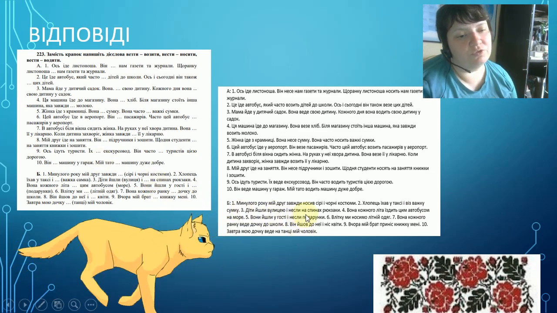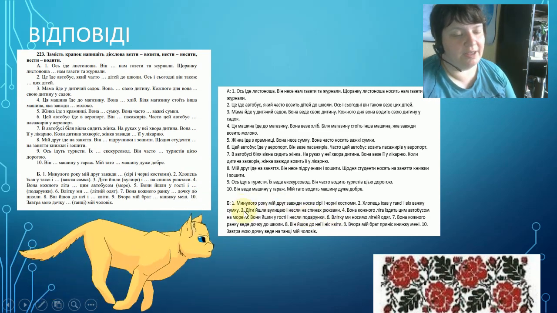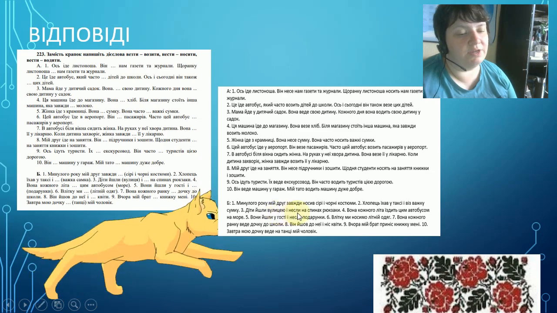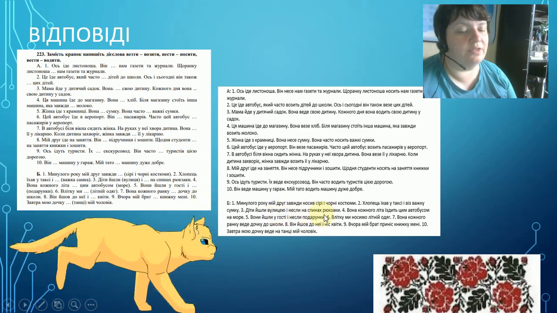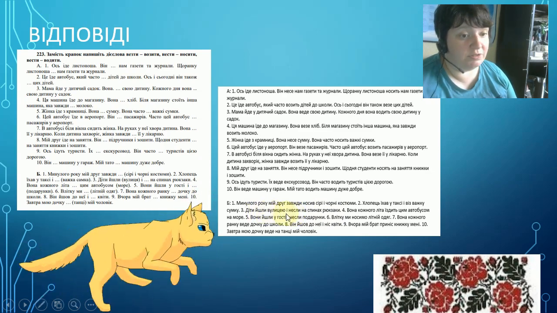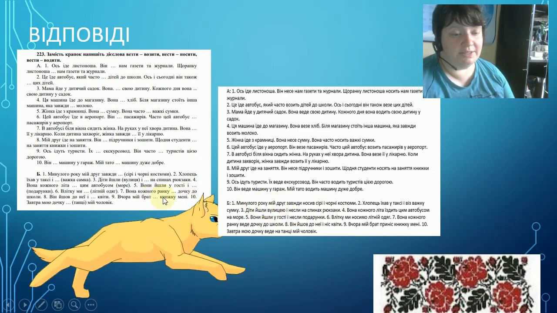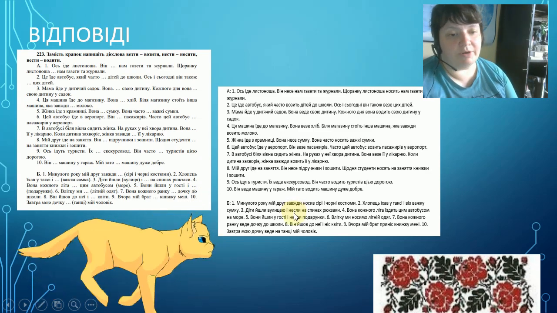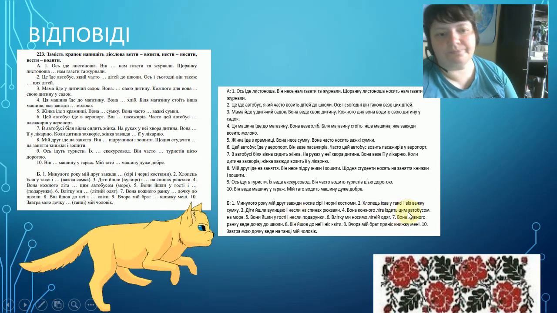Діти йшли вулицею і несли на спинах рюкзаки. The children were going along the street and were carrying on their backs the backpacks. So, again, the process. And here we see these verbs in the past form, like a process, like past continuous.